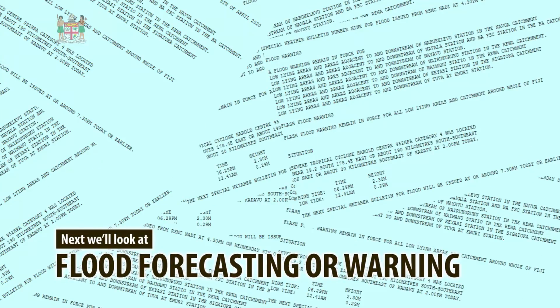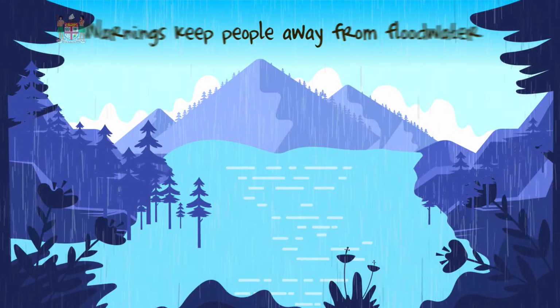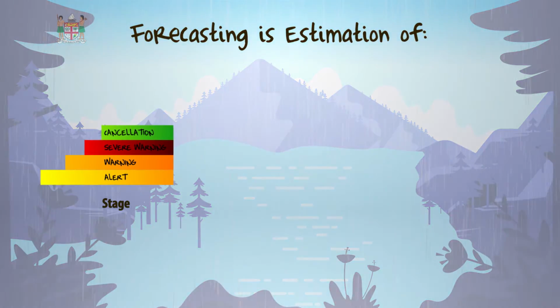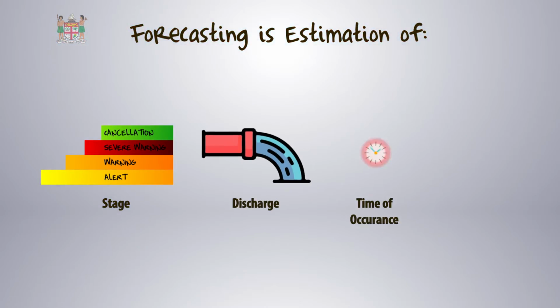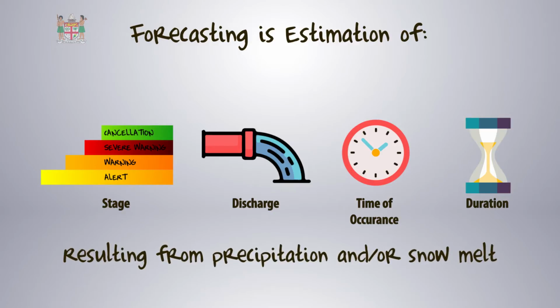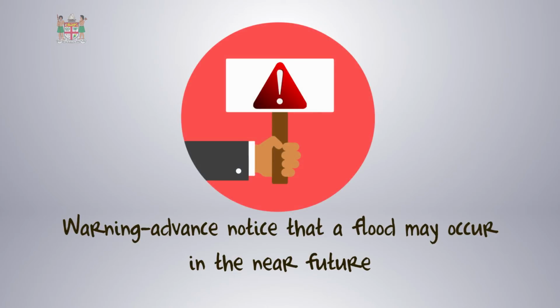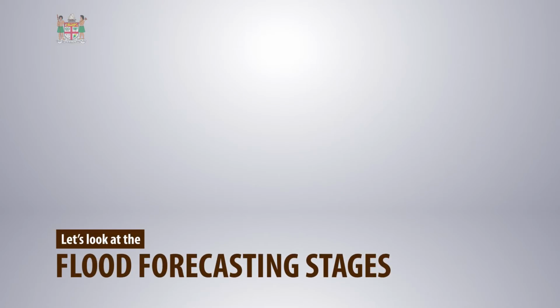Next, we'll look at flood forecasting or warning. This helps keep the people away from the floodwater. Forecasting is estimation of stage, discharge, time of occurrence, and duration of a flood, especially of peak discharge at a specified point on a stream, resulting from precipitation and/or snowmelt. It's a warning advance notice that a flood may occur in the near future at a certain station or in a certain river basin. Let's look at the flood forecasting stages.